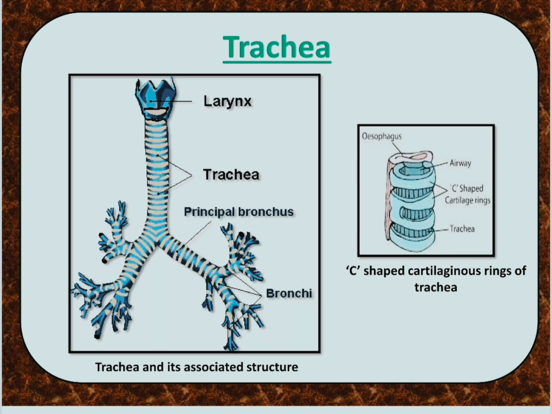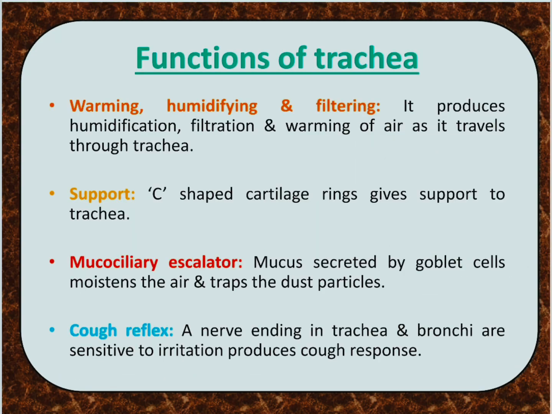So this is the diagram of the trachea. The larynx is present, then the trachea in the neck, and the trachea divides into the primary bronchi. On the other side, you can see the C-shaped cartilaginous rings of the trachea. Next is the function of the trachea: warming, humidifying and filtering the air.